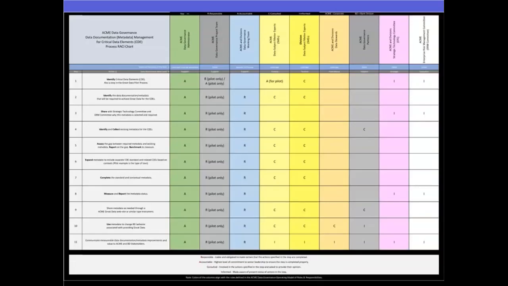Now, here's an example of a RACI chart. I know it's kind of small on the screen, but the idea is that along the left-hand side, we define steps associated with data documentation. Across the top, we define the roles that are part of that operating model that I just shared with you. And then we specify who does what in each of the different steps of the process of governing that metadata for those specific critical data elements.